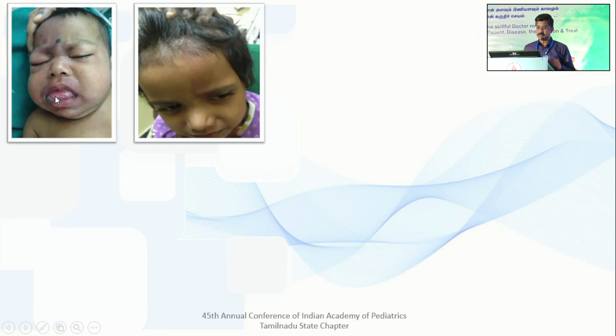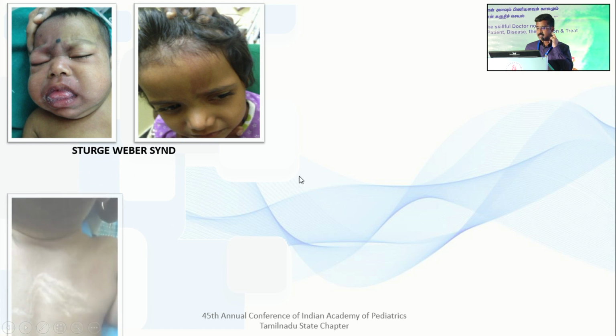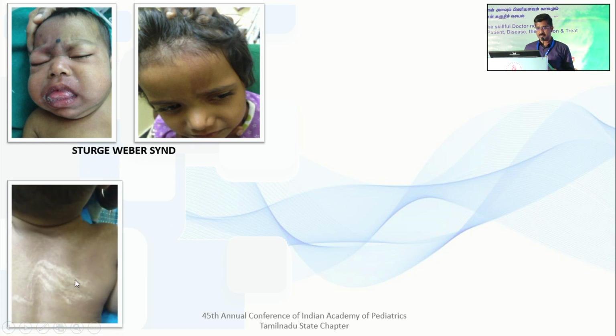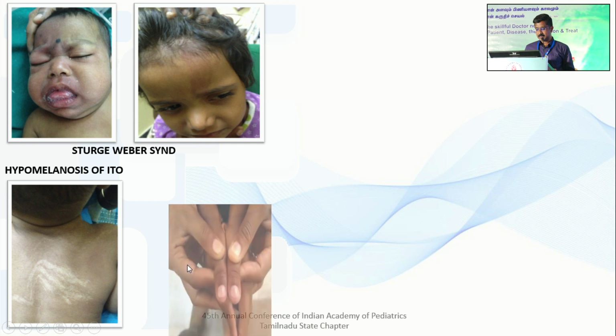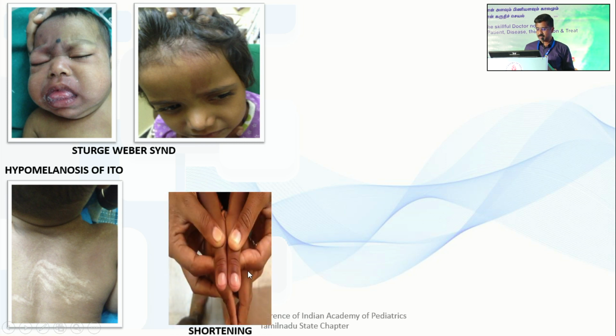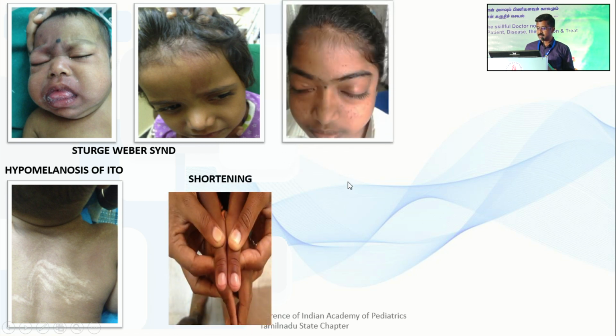And other neurocutaneous markers like Sturge-Weber syndrome. This is hypomelanosis of Ito. And you can see the shortening between the limbs, explaining the cerebral lesion.